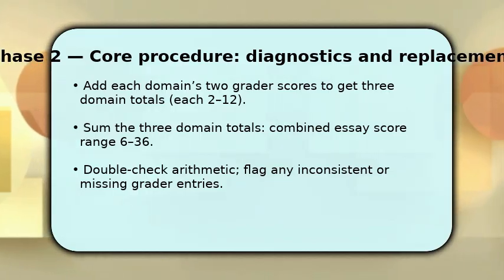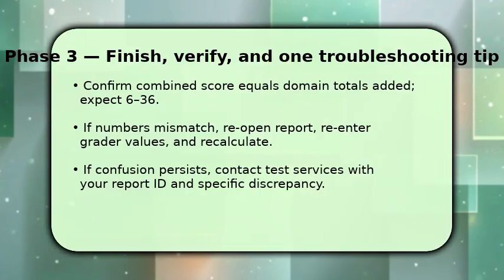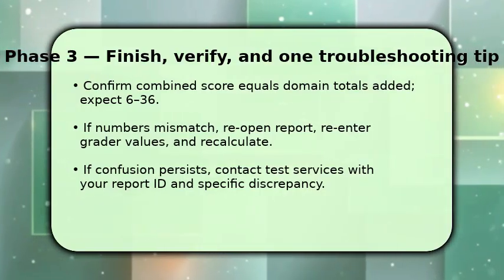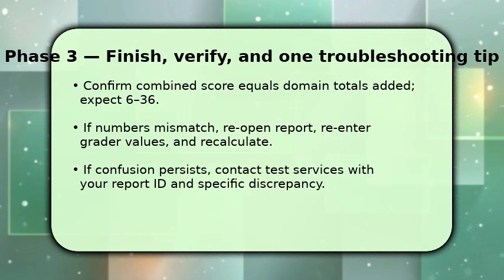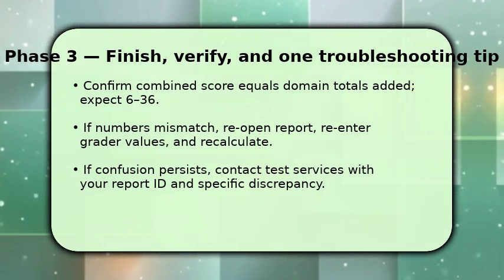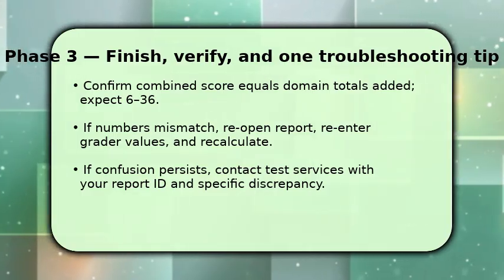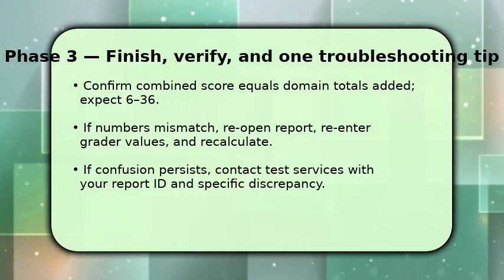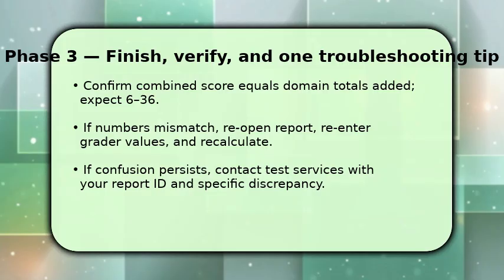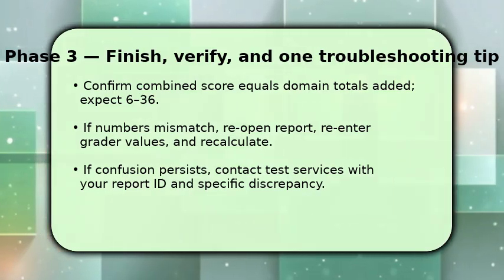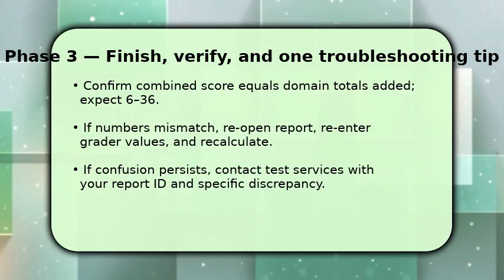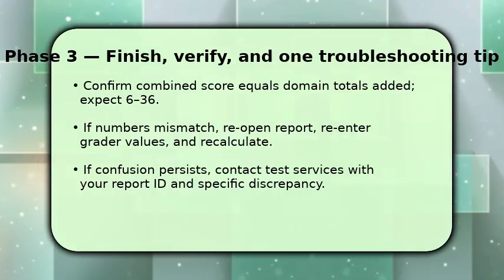Finally, verify your work by re-adding the 3 domain totals and comparing that sum to any combined score shown on the report. If they match, you're done. If they do not, reopen the official score report and re-enter each grader value carefully, then recalculate. Small transcription slips are the usual culprit. If confusion persists, contact College Board with your report ID and explain the specific discrepancy so they can resolve.